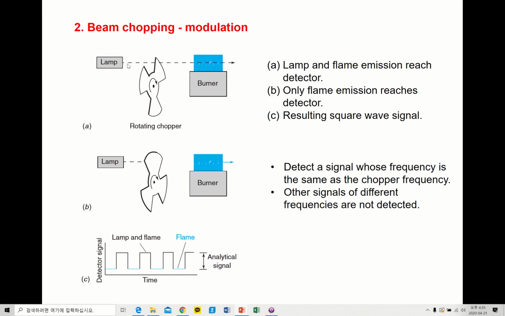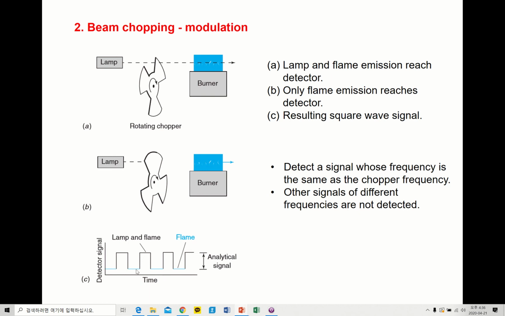And then when this is open, light from the hollow cathode lamp passes through here and is absorbed by the element of our interest, plus noise, right? The detector now contains both signal and noise. In this period we have the signal. Since you are rapidly spinning this chopper, this is the chopper frequency.